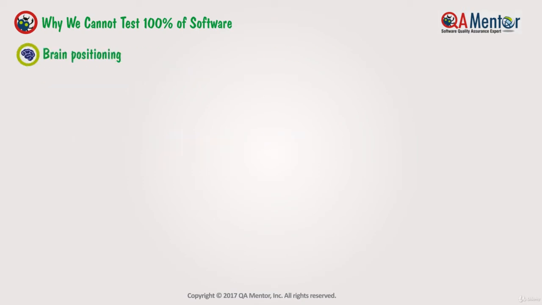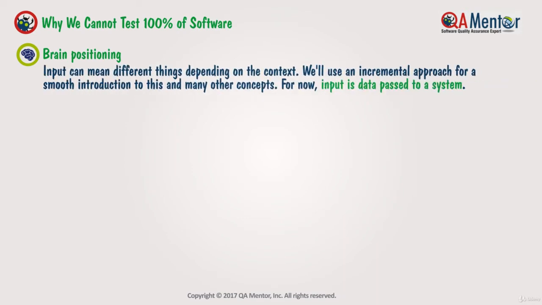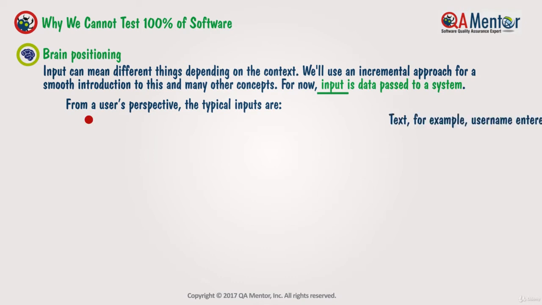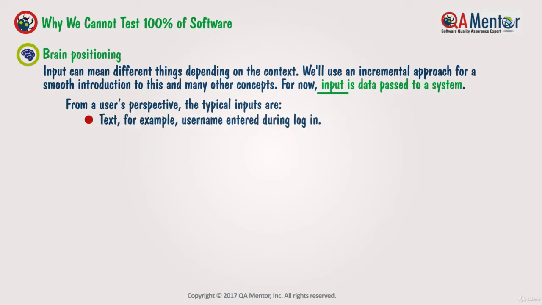Brain positioning. Input can mean different things depending on the context. We'll use an incremental approach for a smooth introduction to this and many other concepts. For now, input is data passed to a system. From a user's perspective, the typical inputs are text, for example, username entered during login; file, for example, image file uploaded to a photo sharing website.